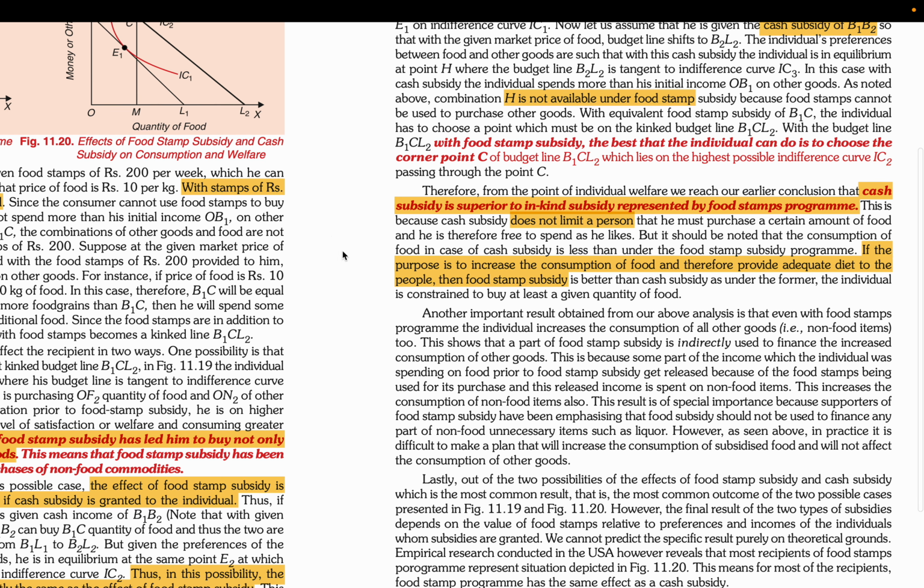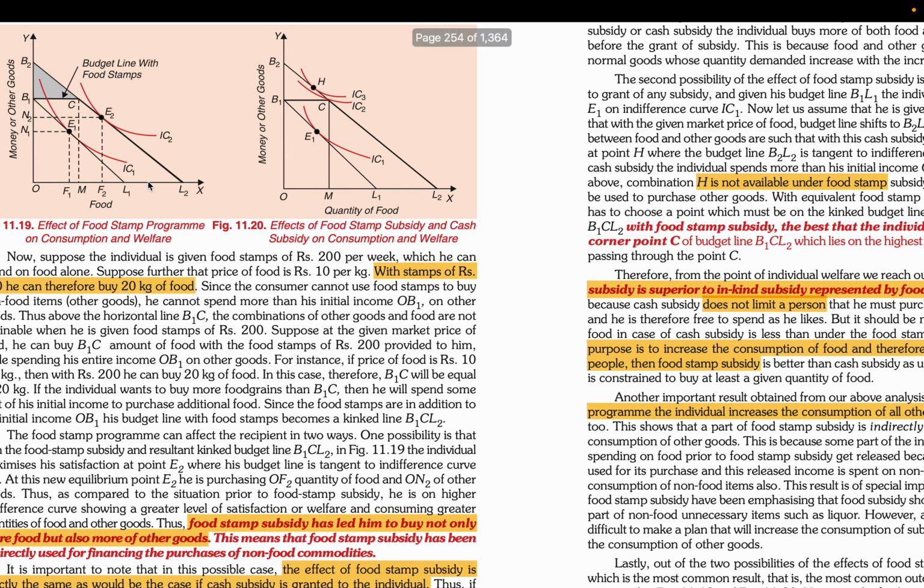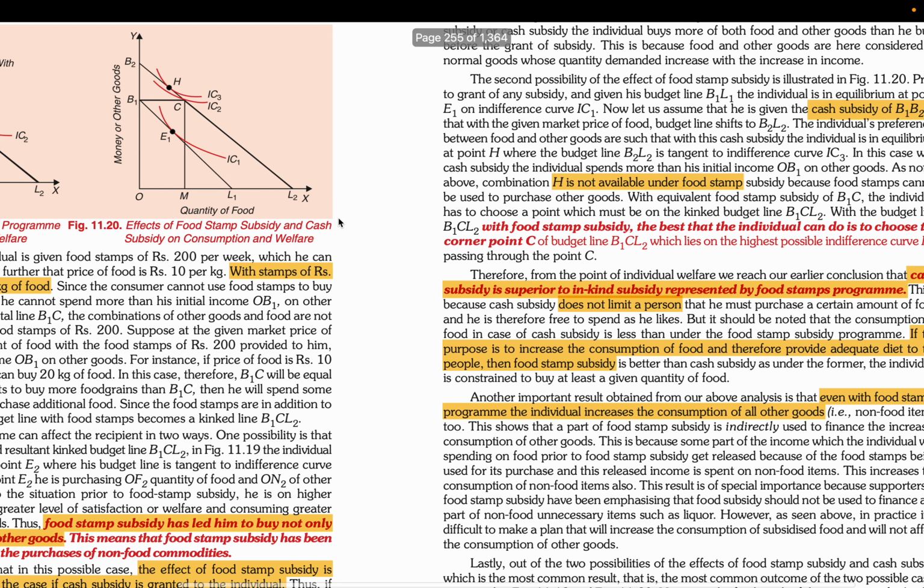Another important result obtained from our above analysis is that even with food stamp program, the individual increases the consumption of all other goods. Okay, so even with food stamps program, his consumption of all other goods is also increasing. We saw this, right? So we just discussed that N1 N2 is basically the gap, the positive gap. F1 F2 similarly was a positive gap, right?